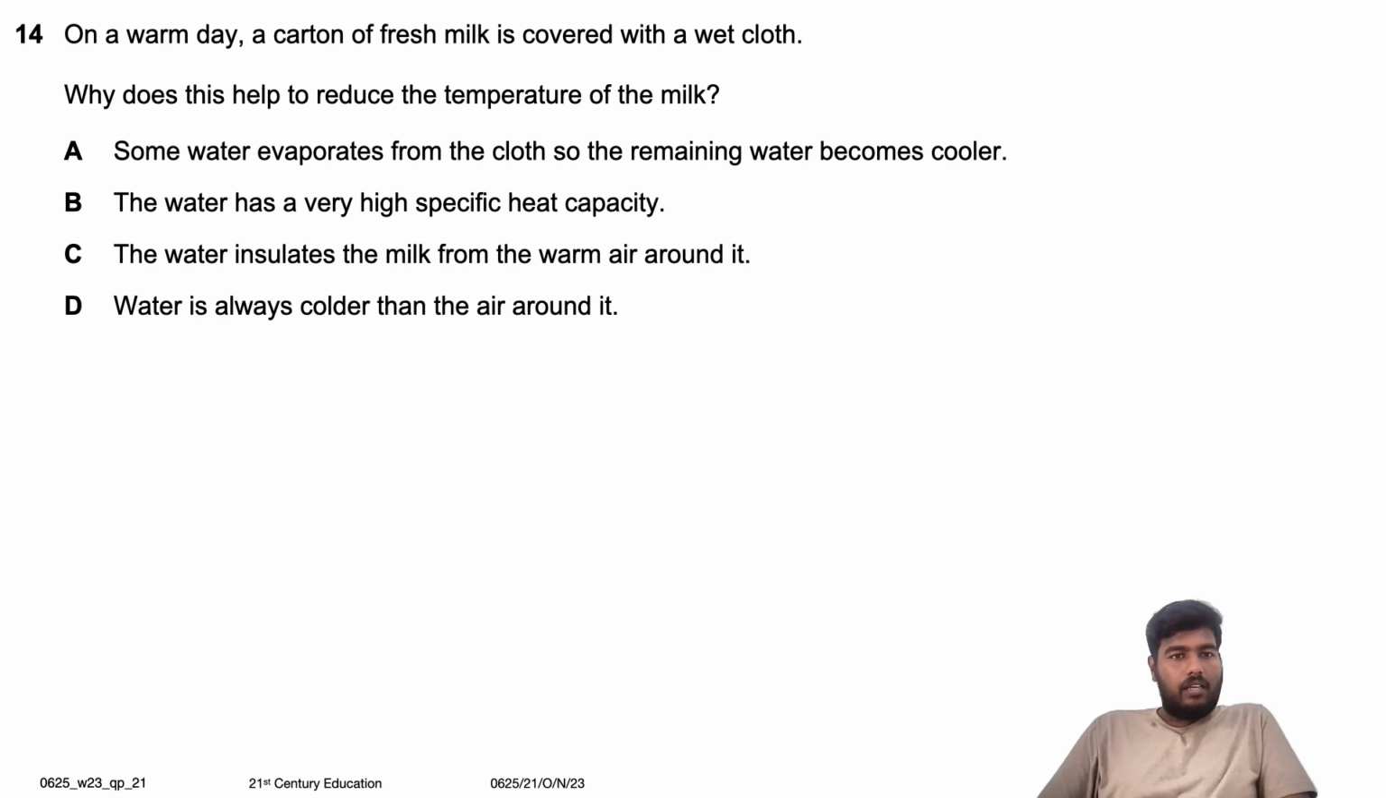On a warm day, a carton of fresh milk is covered with a wet cloth. Why does this help to reduce the temperature of the milk? We know that evaporation happens on the surface and it cools down the remaining liquid. So some water evaporates from the cloth so that the remaining water becomes cooler. Option A.